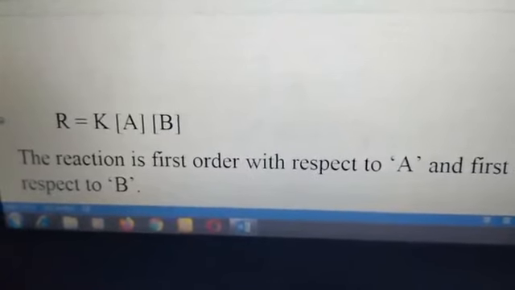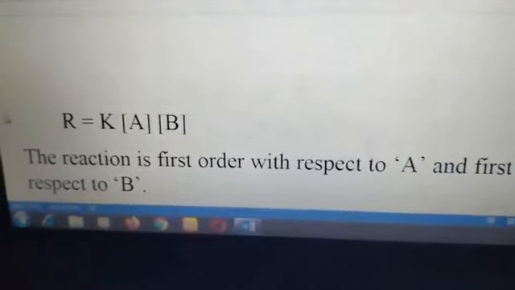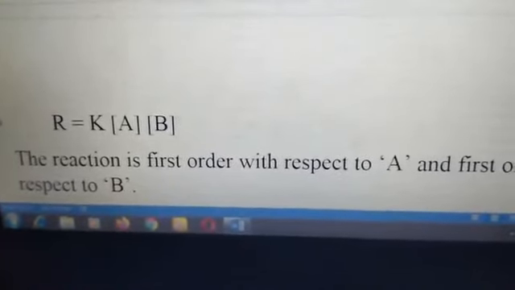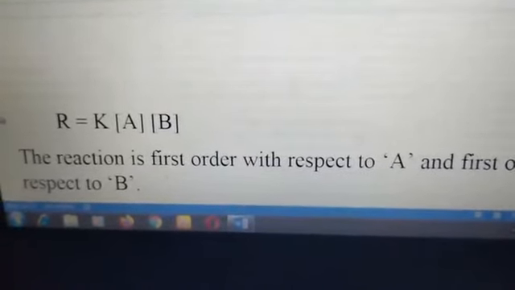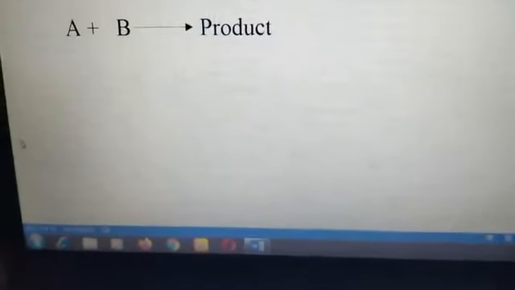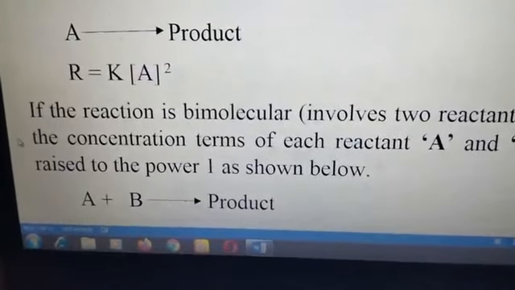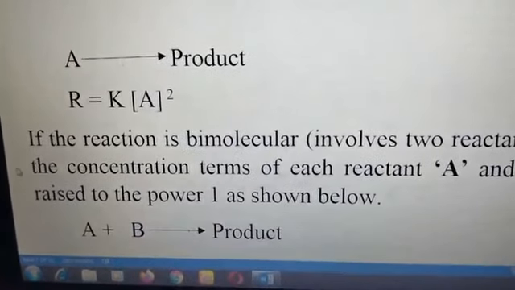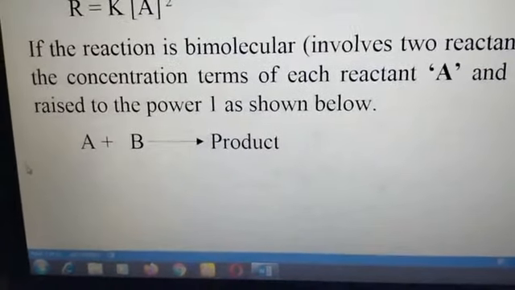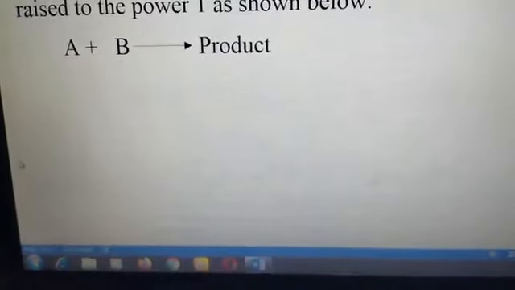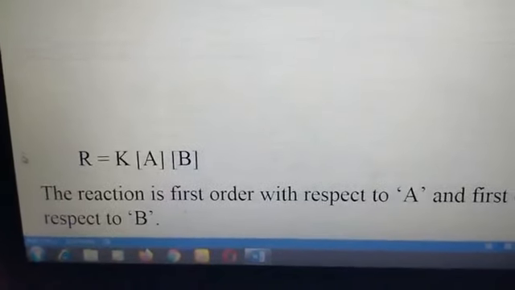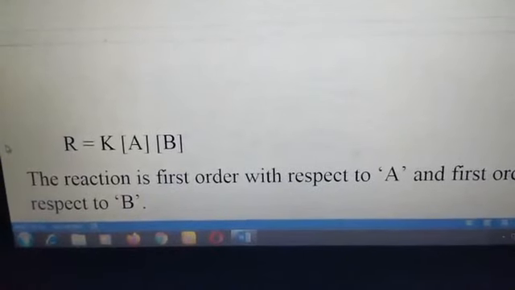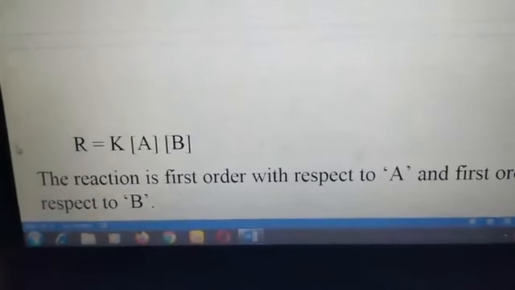So if you add the exponent of A to the exponent of B, 1 plus 1 gives you 2. That makes it second order also. But if the reaction is unimolecular, that involves only one reactant, then the power on that reactant must be 2, as we have in the previous example. But if it involves two reactants, that is bimolecular, then the two reactants will appear and each of them will have the power 1. You add the 1, 1, you have 2. You see, the same second order reaction.